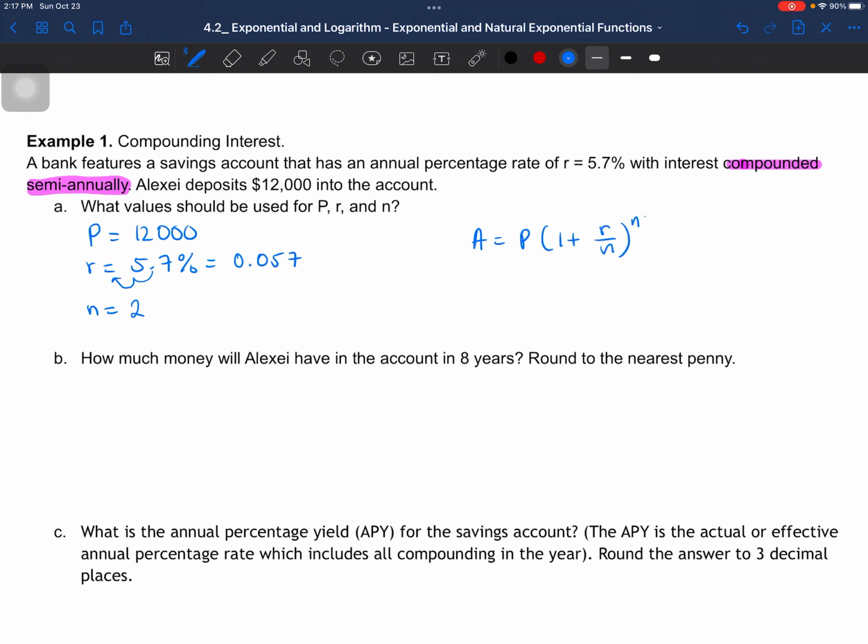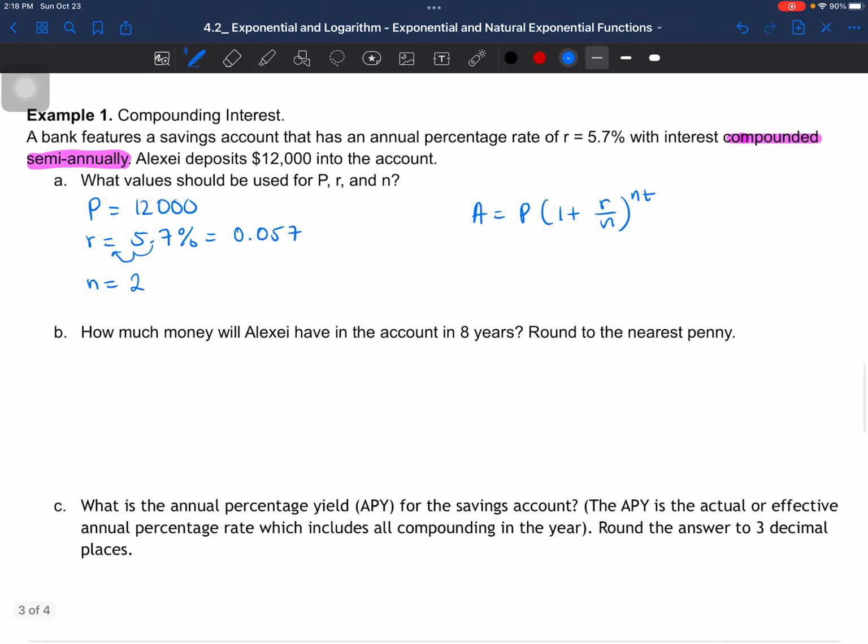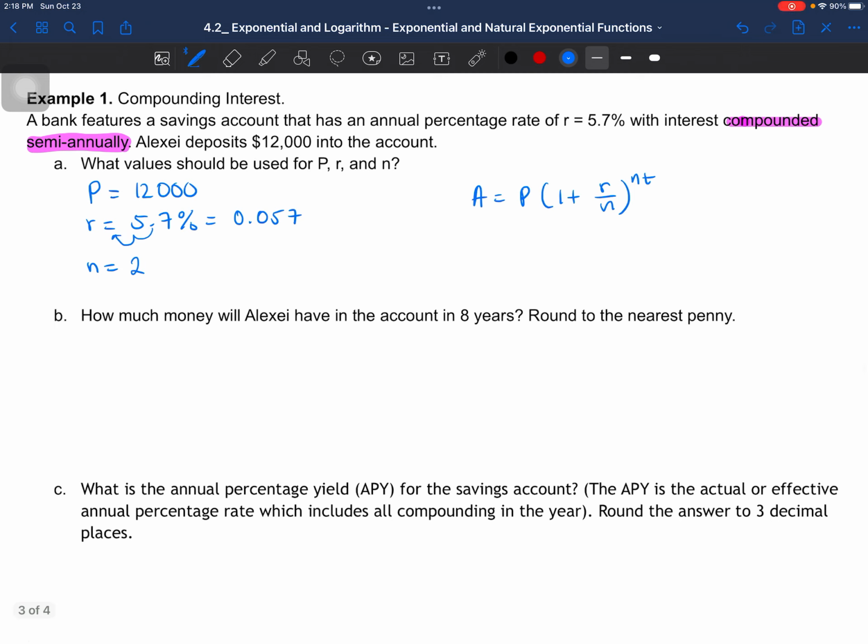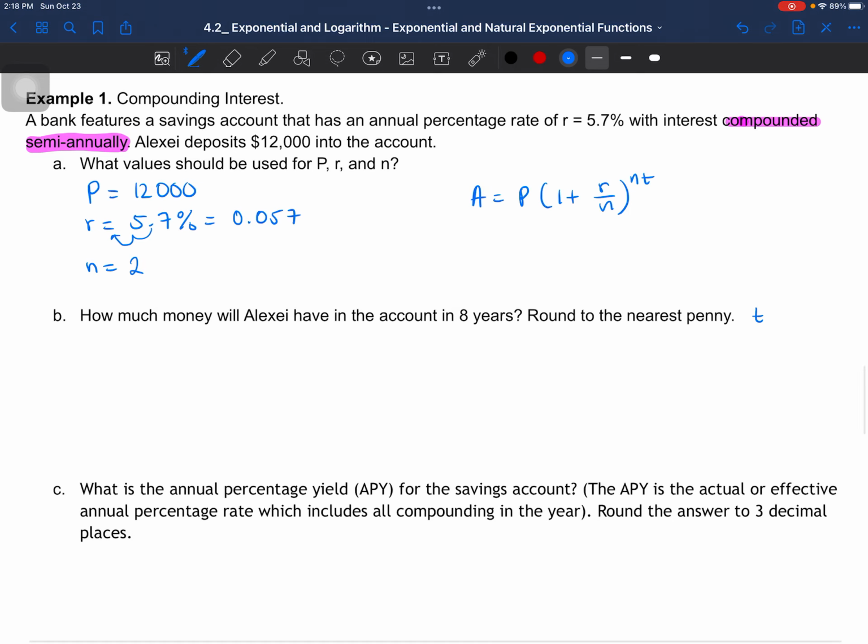Now, in this case, we might as well write down which formula we're going to be using. Since this is compounded in a period, that means we're going to be using this formula, right? And I always encourage you to try to write the formula every time you use it. That way you can memorize it without even trying. Now they're asking us how much will Alexi have in the account in 8 years, rounded to the nearest penny. So 8 years means t equals 8.